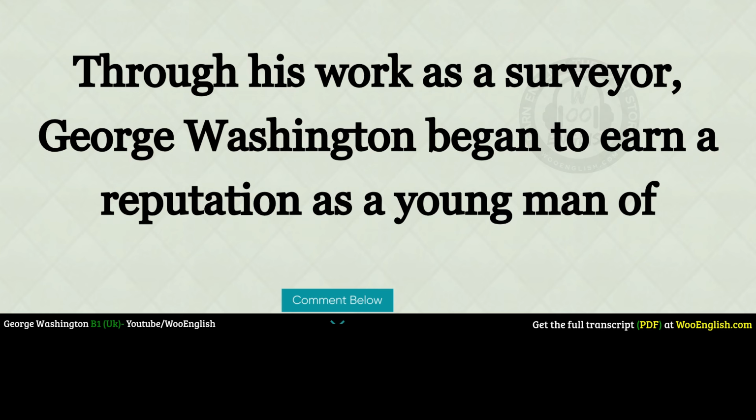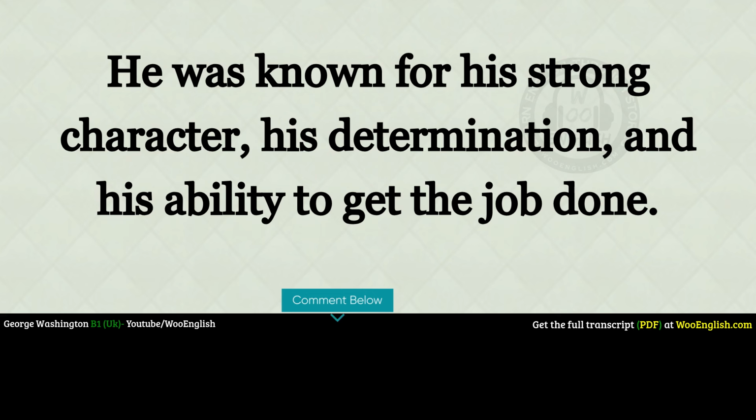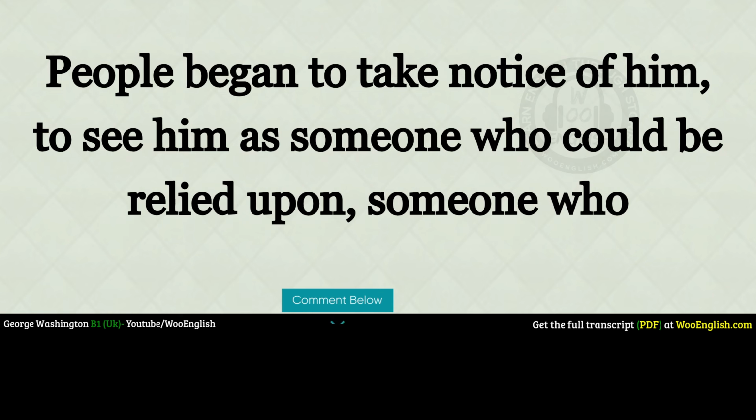Through his work as a surveyor, George Washington began to earn a reputation as a young man of promise. He was known for his strong character, his determination, and his ability to get the job done. People began to take notice of him, to see him as someone who could be relied upon, someone who could be trusted.